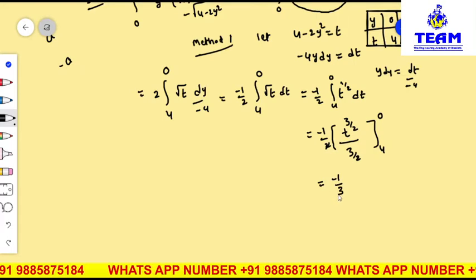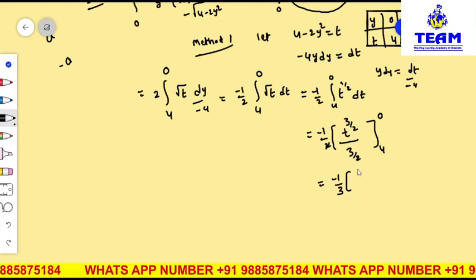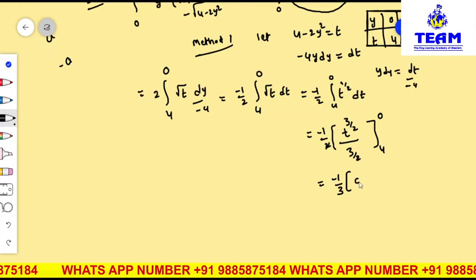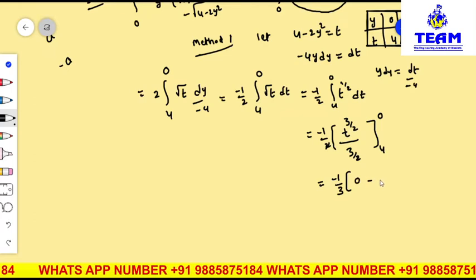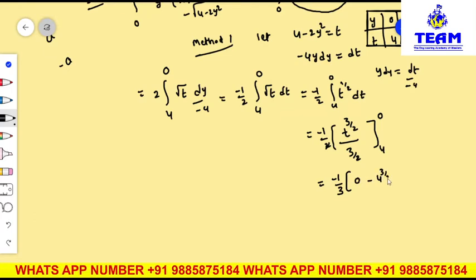Then you will have outside minus 1 by 3. Substituting the limit 0, 0 power 3 by 2 is 0, minus 4 power 3 by 2. That is, 4 to the power of 3 by 2.